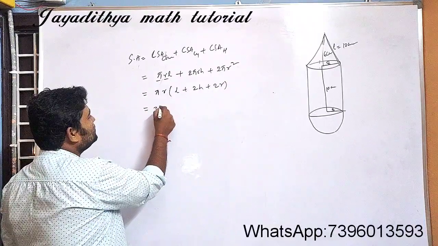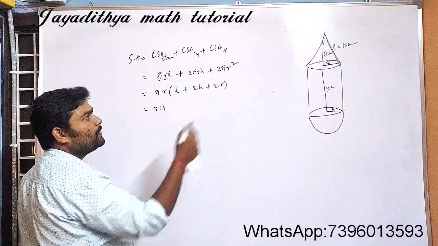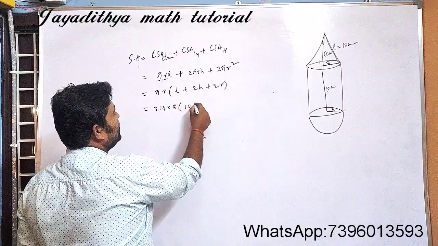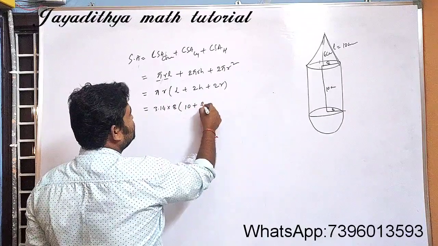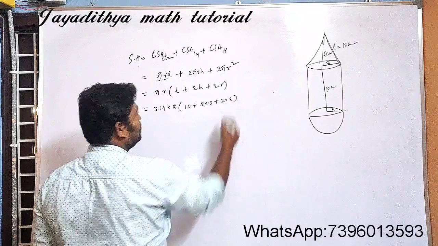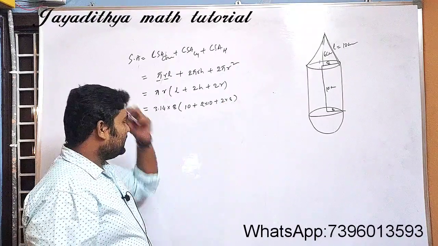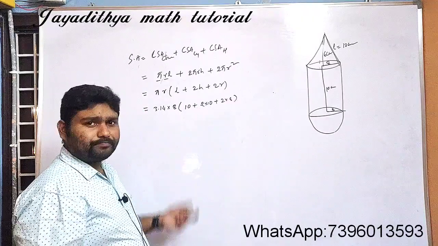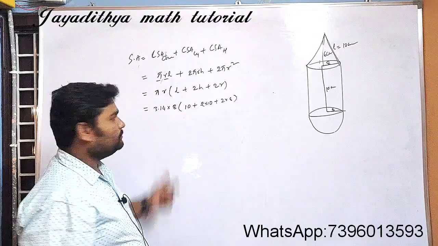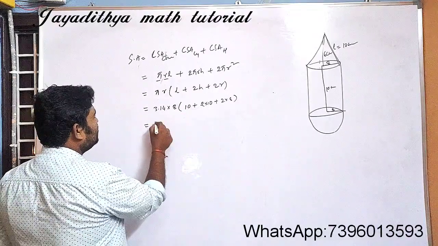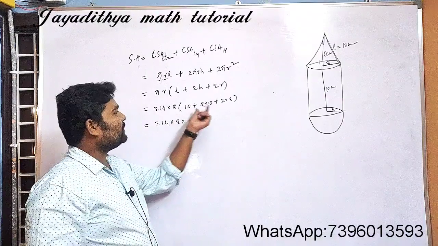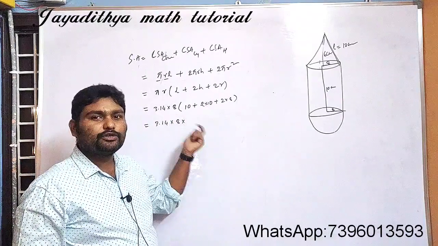Now you substitute all the values, that is 3.14 into the r value. What is the radius here? That is 8, into L, I told you it is 10, plus 2 into h, that is 2 into 10, plus 2 into r, 2 into 8. Here also you can take out something more, you can take 2 common, or leave it like that only. First of all you should do multiplication, then only you should add.